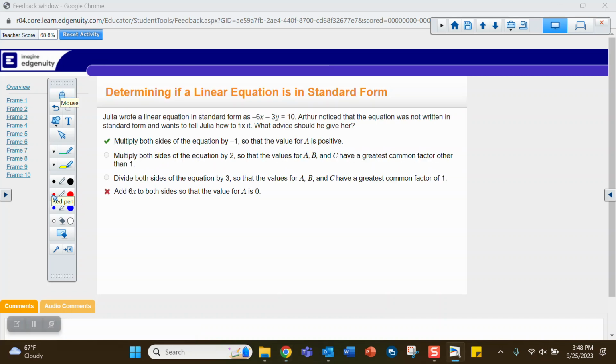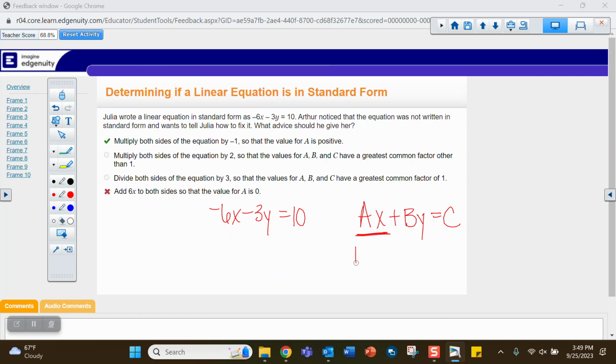Okay, I'm on 7. Julia wrote a linear equation in standard form as negative 6x minus 3y equals 10. Arthur noticed that the equation was not written in standard form and wants to tell Julia how to fix it. What advice should he give her? When you have equations in standard form, there are a couple of rules. One is you can't have any fractions anywhere, so the coefficients have to be whole numbers or integers. The second rule is that the x term cannot be negative.